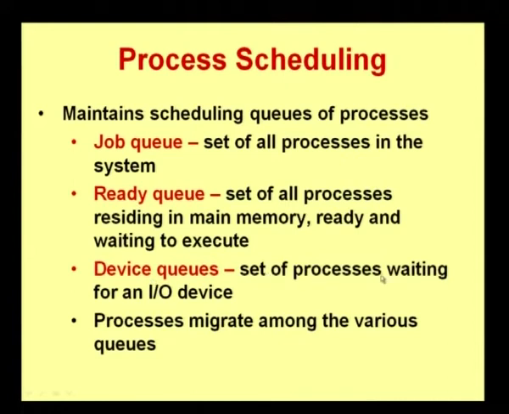Then what is a device queue? A device queue is a set of processes that are waiting for an IO device. What is an IO device? An IO device is an input and output device. For example, if a process is waiting for a printer, then that program in execution will be placed in the device queue. So that is a device queue. These are the queues that are available in the process.